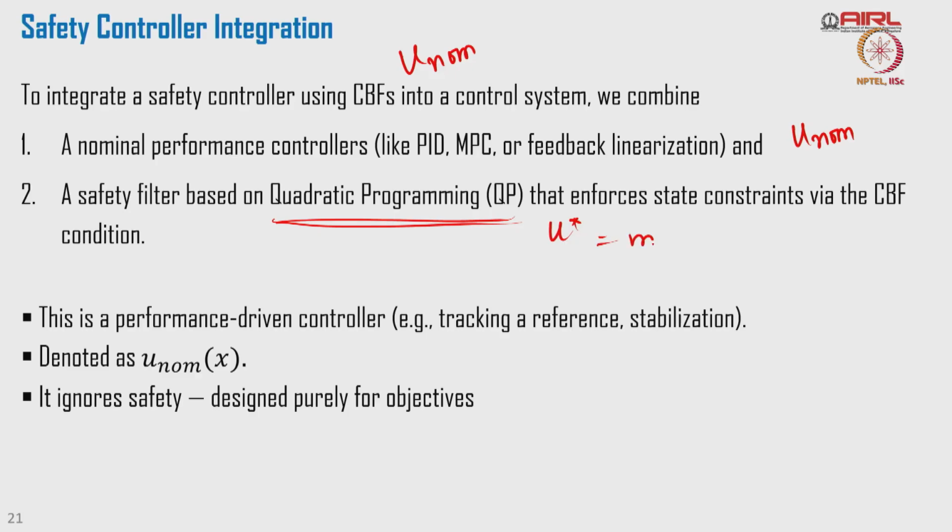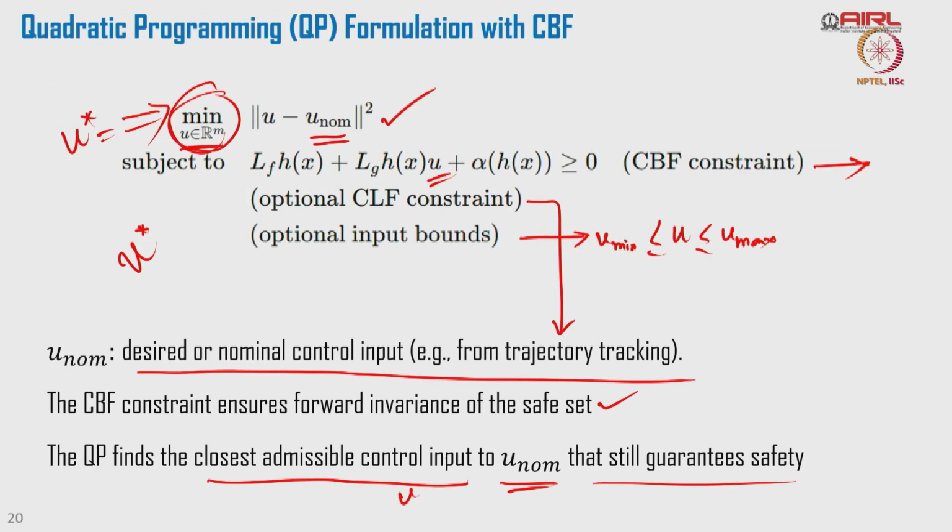It will minimize the difference between U and U nominal squared, since it is a quadratic programming problem, subject to certain constraints like safety constraint, stability constraint, control input constraint, and also another constraint which is not mentioned here, the system constraint. That means the system is represented as f(x) plus g(x)u. So we should have the control input u that satisfies the state equation also.